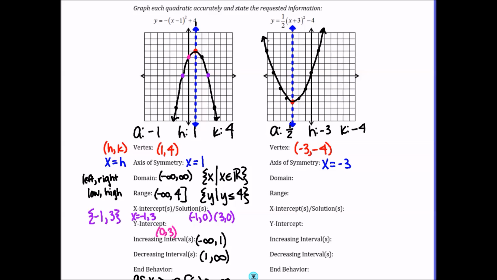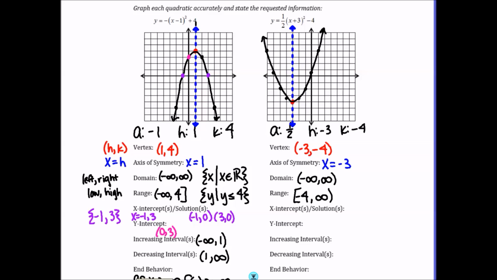So the domain is going to be -infinity to infinity, or all real numbers. The range, the lowest it goes is -4. The highest it goes is infinity. So the range is -4 to infinity, or y, such that y is greater than or equal to -4.